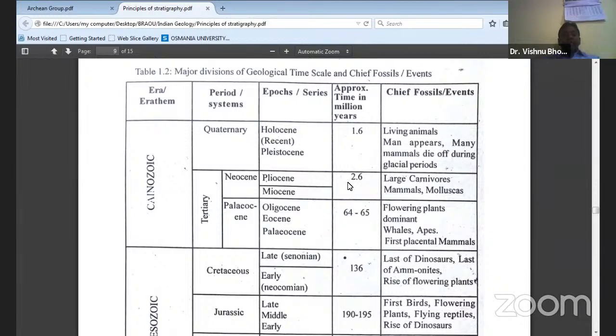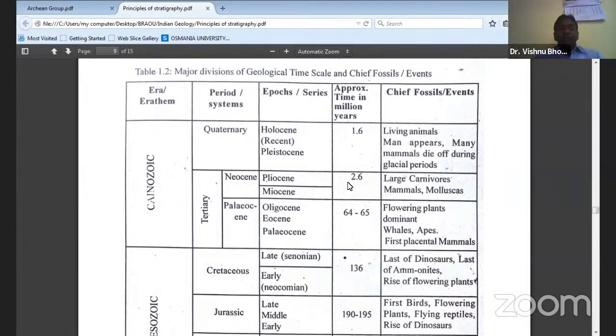One is the Paleocene, second one is the Eocene, third one is the Oligocene. The age is about 64 to 65 million years. And here particularly apes, the first placental mammals we have seen, and flowering plants dominated here.